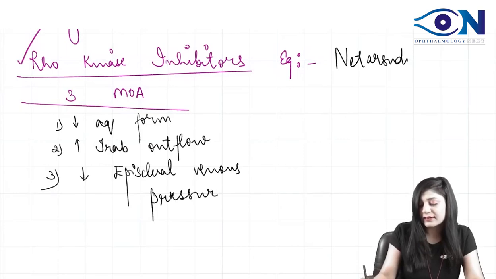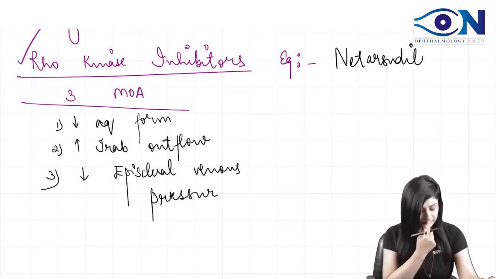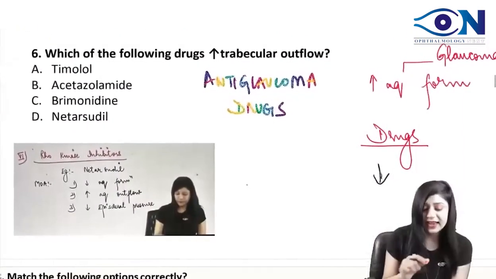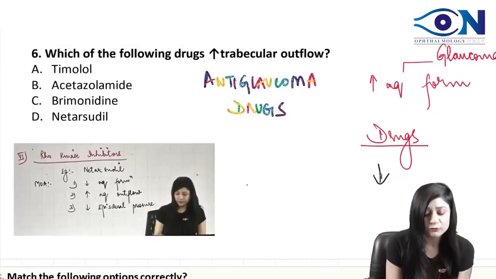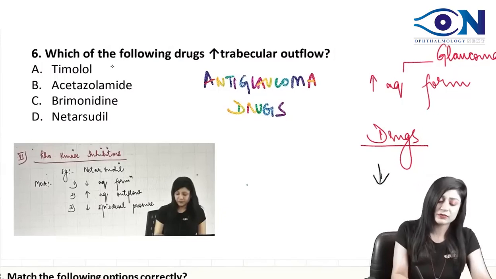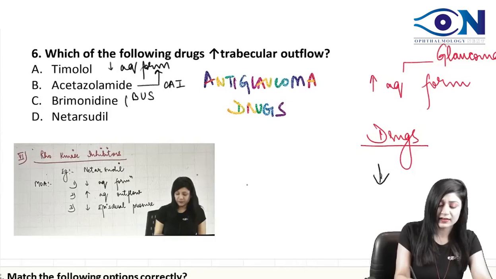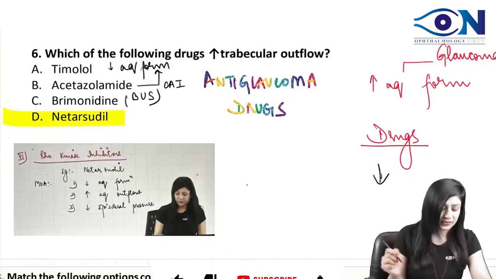And can anybody tell the side effect of netarsudil? If you look at the question, which of the following drugs is acting by increasing the trabecular outflow? Timolol is a beta blocker, so this will decrease the aqueous formation, right? Then acetazolamide is a carbonic anhydrase inhibitor. This will also decrease the aqueous formation. Brimonidine is BUS, uveoscleral. Therefore, the answer is netarsudil.